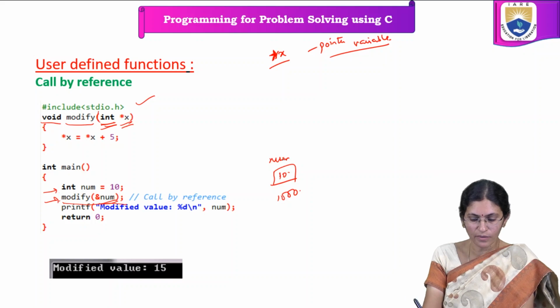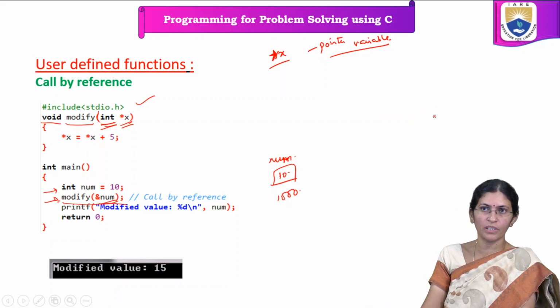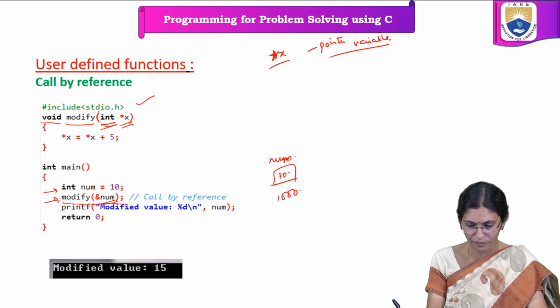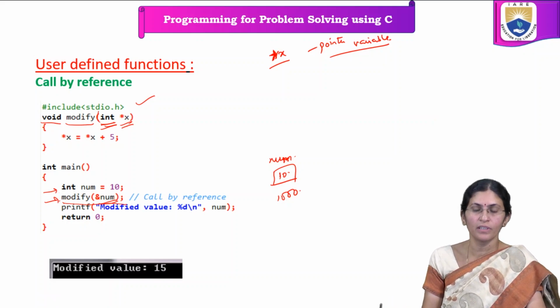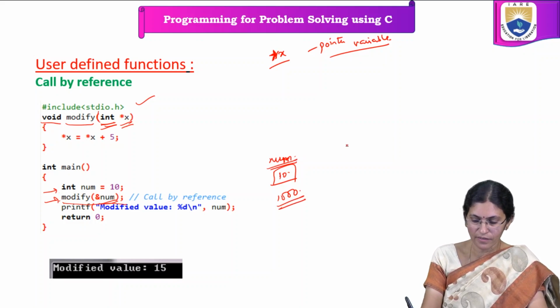In order to access the value, %d num is enough. So in order to print the value of num, that value can be printed by using the format specifier %d. Now in order to access the address of this num variable, this is the operator which is used. This is called the address of operator. It gives the address of this particular variable.